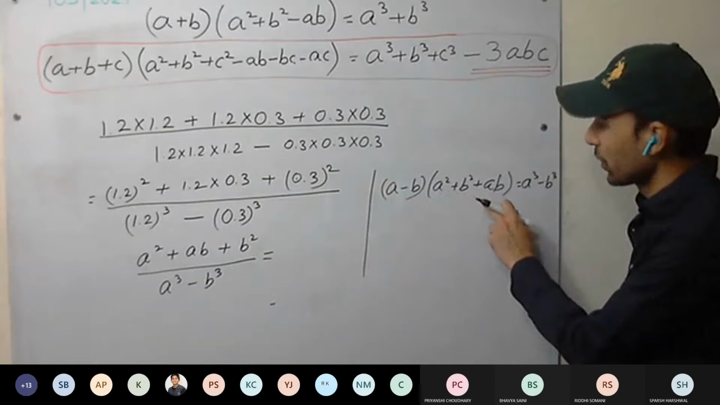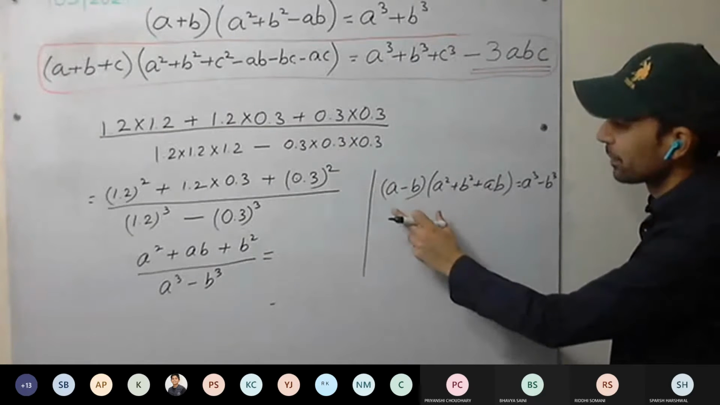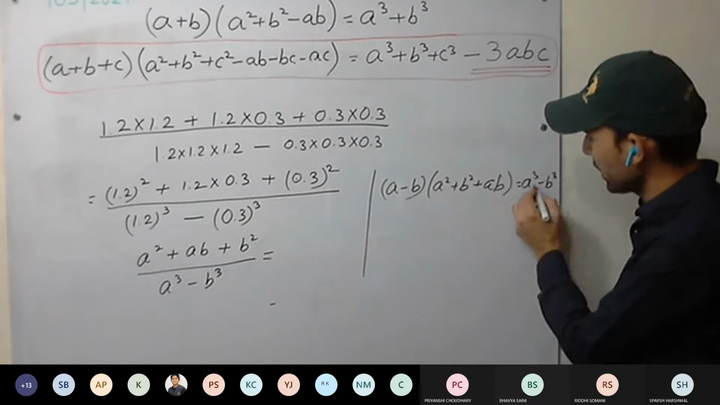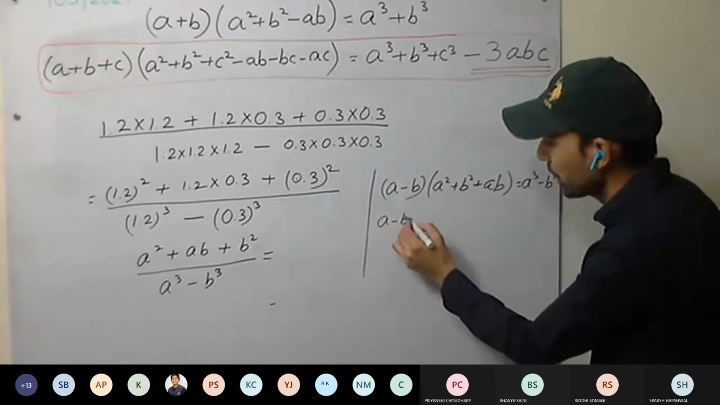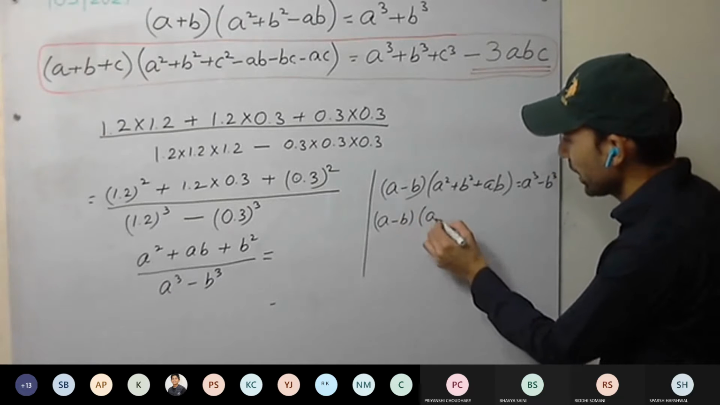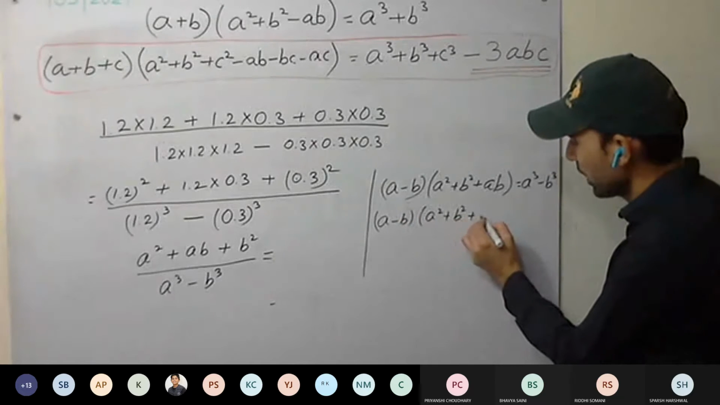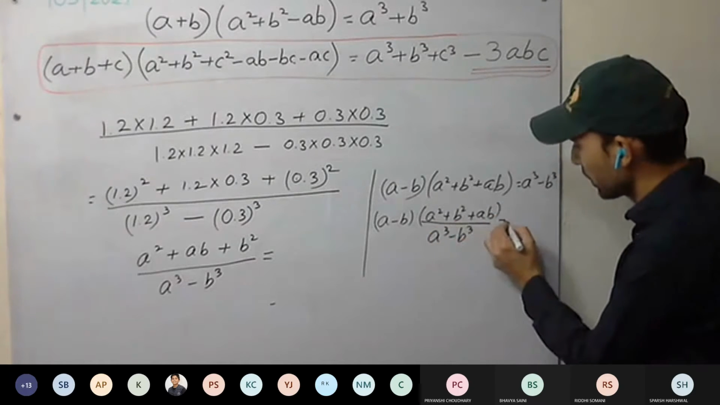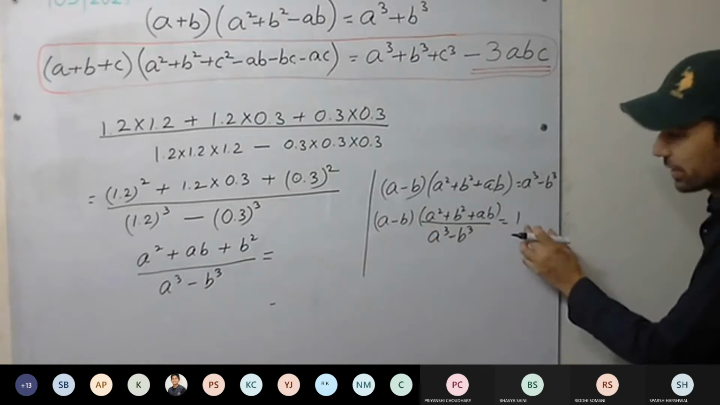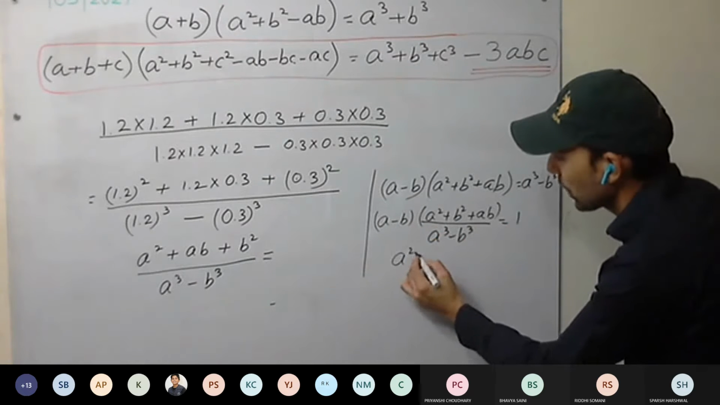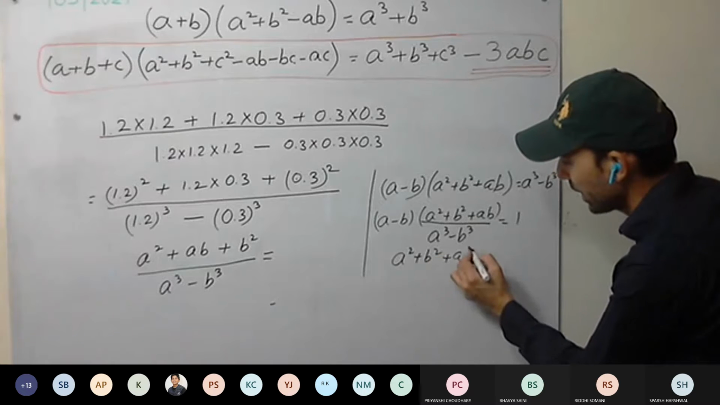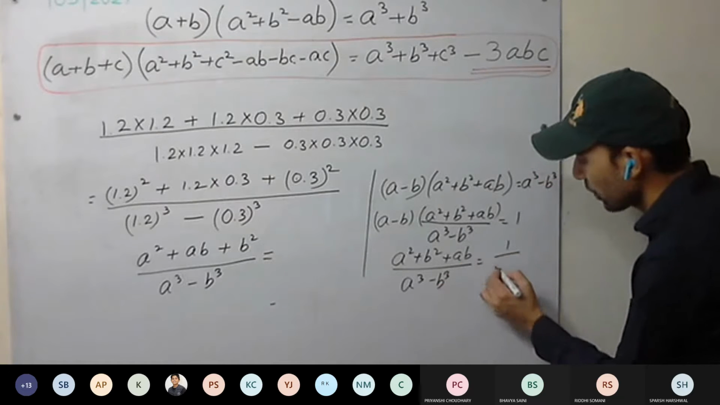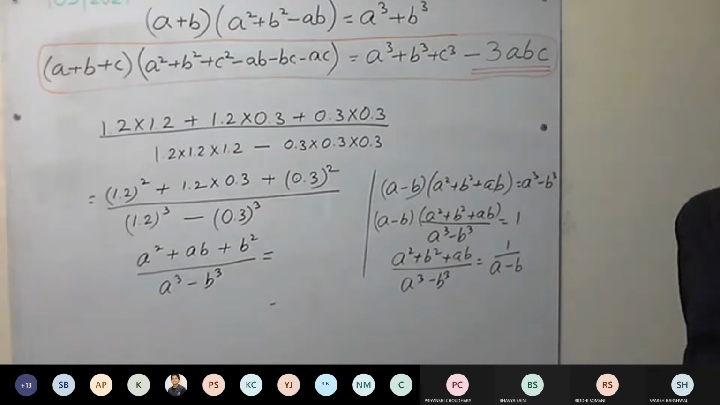See here. What we have got is in the form of this divided by this. Now we have to take this on this side. So a minus b into a square plus b square plus ab, divided by a cube minus b cube, is equal to 1. Take this on this side: a square plus b square plus ab divided by a cube minus b cube is equal to 1 upon a minus b.